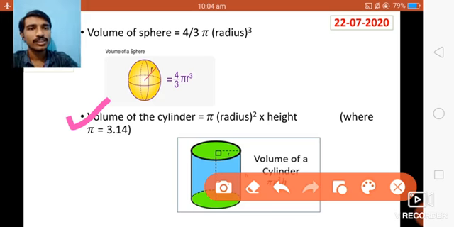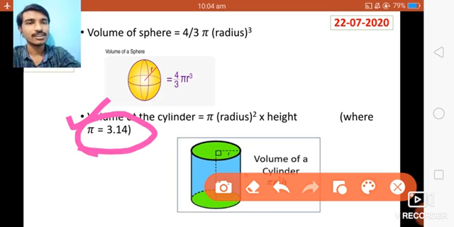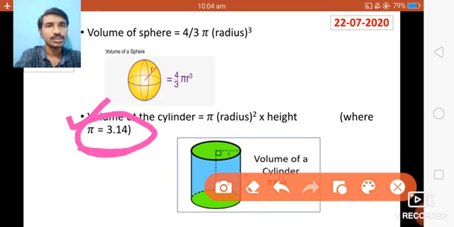Students, observe one thing, they have given a value of pi. The constant pi is equal to 3.14.